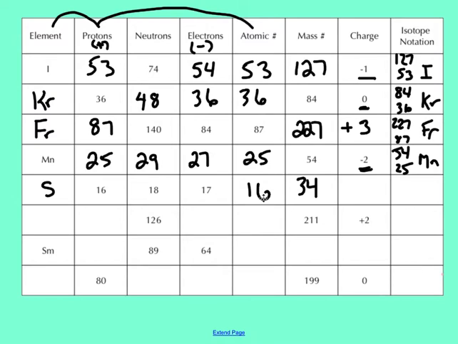Atomic number is 16. It's going to match the protons. And the charge, well, I have 17 electrons. I have 16 protons. That's one more of the negatives, so that means it's a -1. And we got 34, 16, and it's sulfur. See, this is pretty easy, right? You're going to have something like this in your homework, so if you need to come back and watch this again, you certainly can. Alright, let's take a look at the next one.